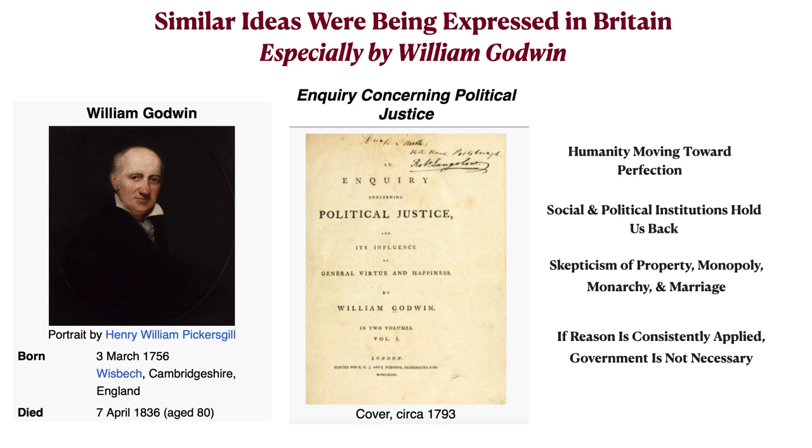Similar ideas were being expressed in Britain, especially by William Godwin in his very influential essay, Inquiry Concerning Political Justice. Godwin thought, like Condorcet, that humanity is moving towards perfection. He was more of a radical in many ways, and he believed that existing social and political institutions, which he regarded as unduly conservative, were holding us back on this progressive movement. Given his radical ideas, he was very skeptical of private property and of businesses working together to form monopolies. He was very critical of monarchy and even marriage, which was rather scandalous in those days. And he also believed, as a radical Enlightenment thinker, that if reason is consistently applied, government is not necessary. Reason endows humanity with the ability to advance towards perfection.